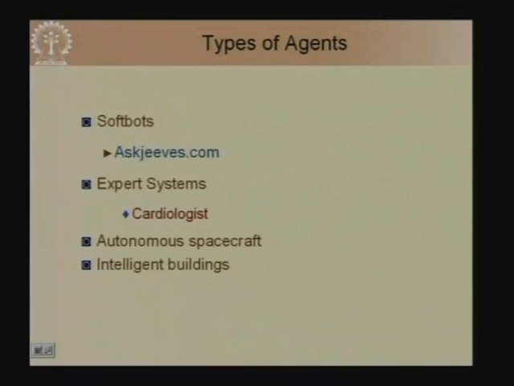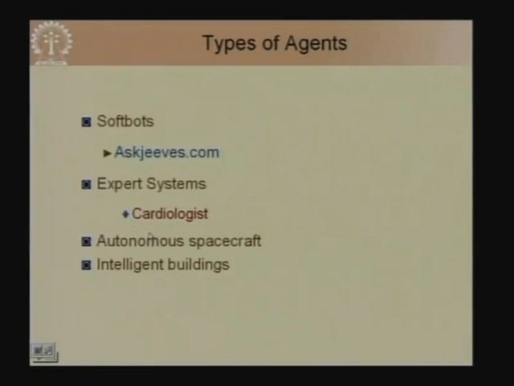And then there are other types of agents like softbots or software agents. For example, there are sites like askjeeves.com, which you can consider as an example of a software agent. Then there are various expert systems, including medical expert systems, for example, the cardiologist, which are also software agents. Other than software agents, we have other types of robots, for example, the autonomous spacecrafts like the Mars rover that we talked about in the last class. And then there are other types of robots like intelligent buildings, which have intelligence built into them to decide the lighting condition, air conditioning, etc.